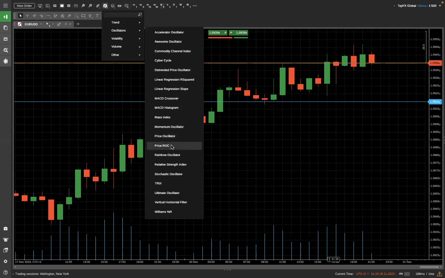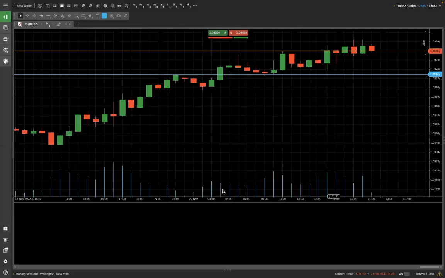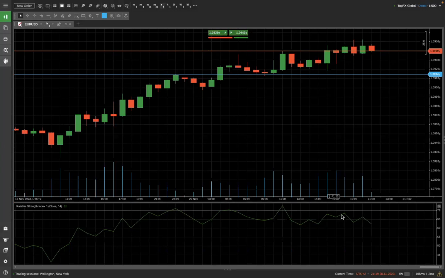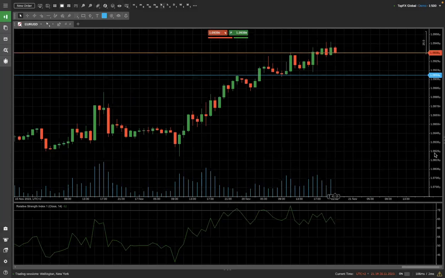Let me just find it first. It's there, you go: relative strength index. We are going to use it with the standard settings. Source is the close of the price, period is 14, and that's it. We don't need anything else. And it's drawn here on the bottom, so you can see it straight on the RSI. That's the RSI.